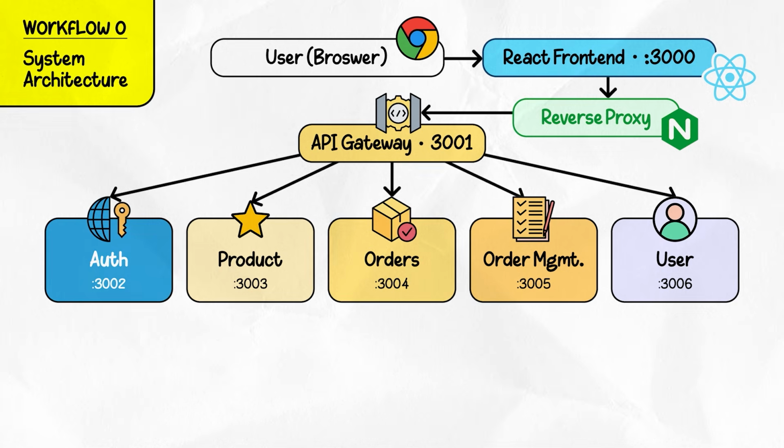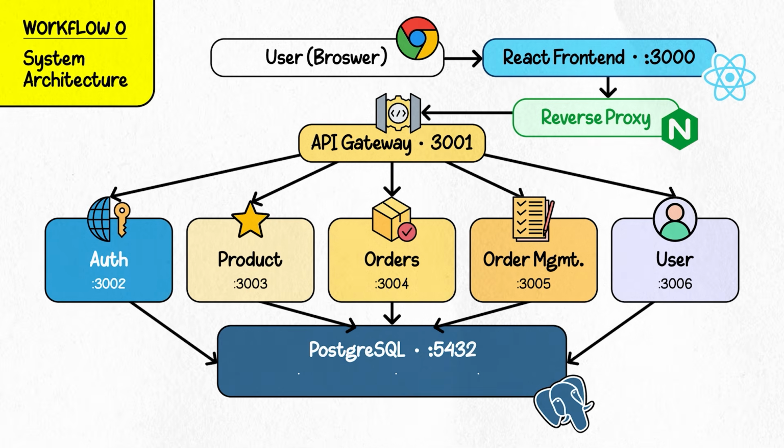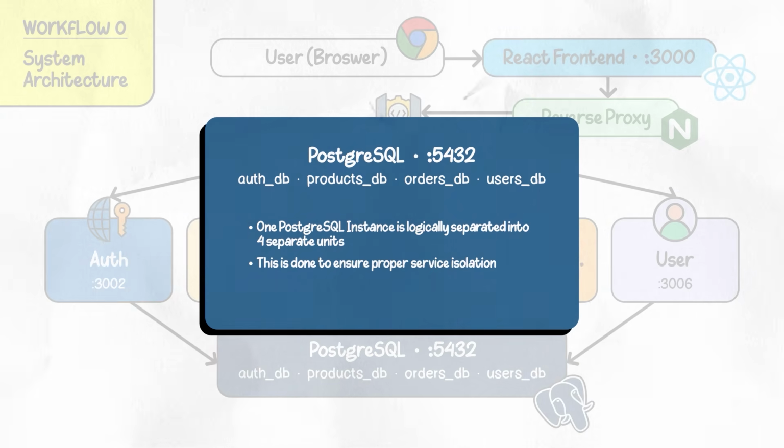Next, each of these services connects to the PostgreSQL instance, and each service has its own logical database. For example, auth uses auth_db, product uses product_db, order uses order_db. So that one PostgreSQL instance is logically separated into 4 different units. This way, the auth service cannot read the order database information and the order service cannot read the product database information. This makes sure that there is proper service isolation and prevents tight coupling between components.